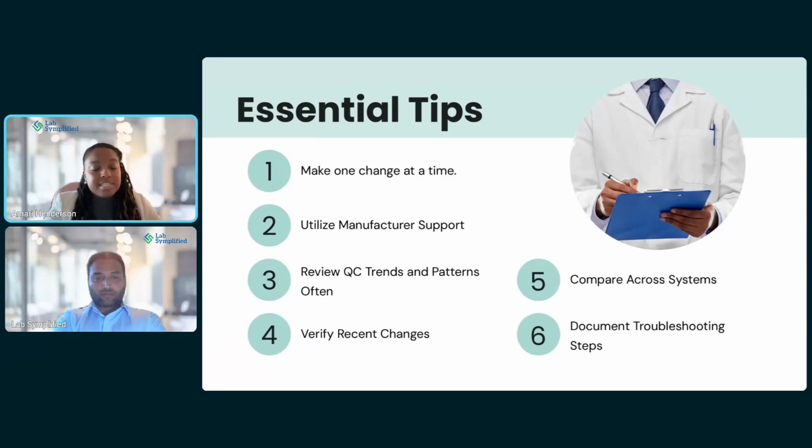Verify recent changes. Again, I kind of touched on this a few times. Say you've run a QC lot for six months and all of a sudden four months in, you're starting to see an issue. Your values are just way too low. What did we change? Did we change anything around that same time?